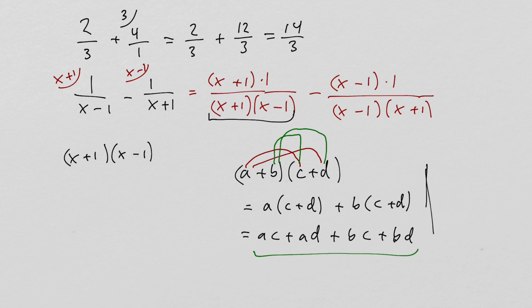X times x is x to power 2. X times minus 1 is minus x. 1 times x is plus x, and 1 times minus 1 is minus 1. The numbers x cancel out, and we will get a result like this.